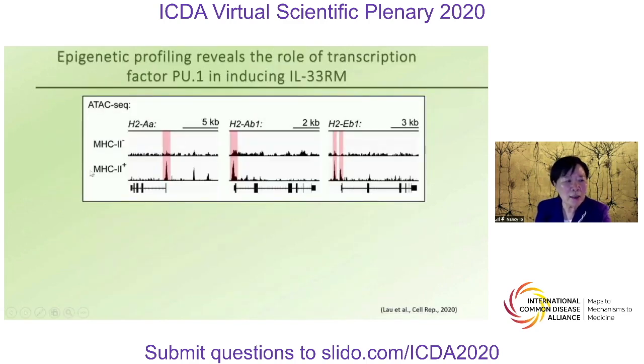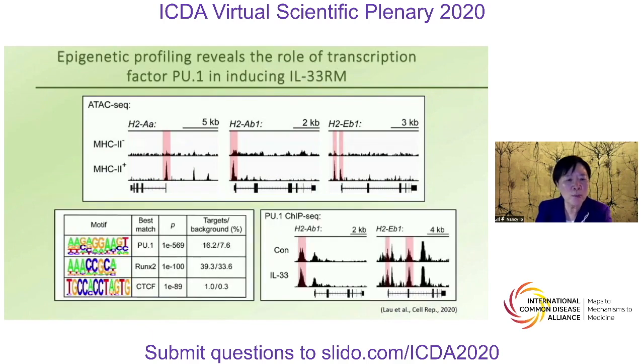So we used ATAC-seq to compare the chromatin accessibility landscape of MHC2 positive IL-33 responsive microglia and the MHC2 negative non-IL-33 responsive microglia. And as you can see here, there is an increased chromatin accessibility at the promoter region of MHC2 genes. And we also performed motif analysis on these chromatin accessible regions, and we found an enriched PU1 motif, suggesting that the increased chromatin accessibility actually enhances the PU1 binding to these regions.